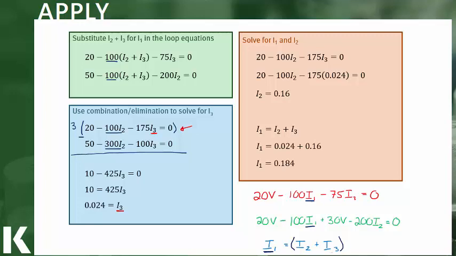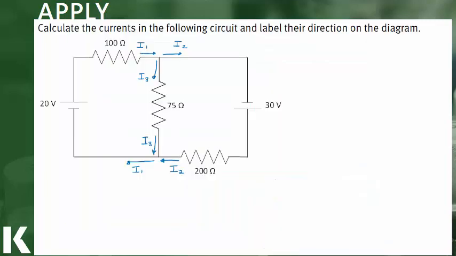Notice all of our values for our currents here are positive. This tells us that our original designations for the directions were correct. So we can come back to our figure. We know that I1, I2, and I3 are pointing in the same direction as we have originally designated, and we can go and just label these values.